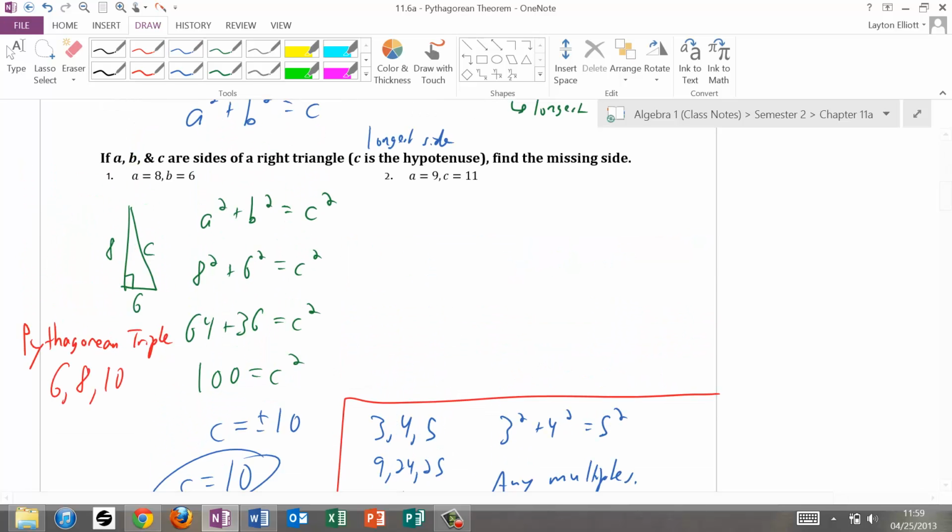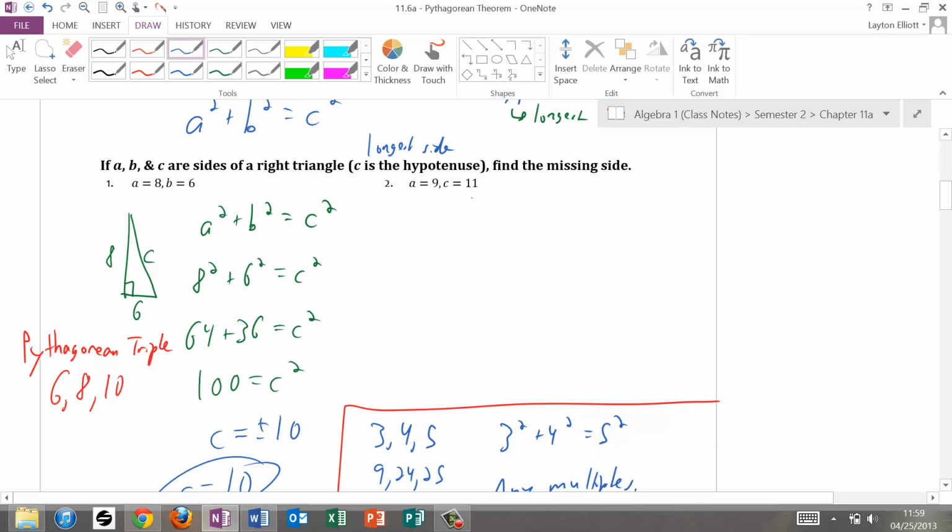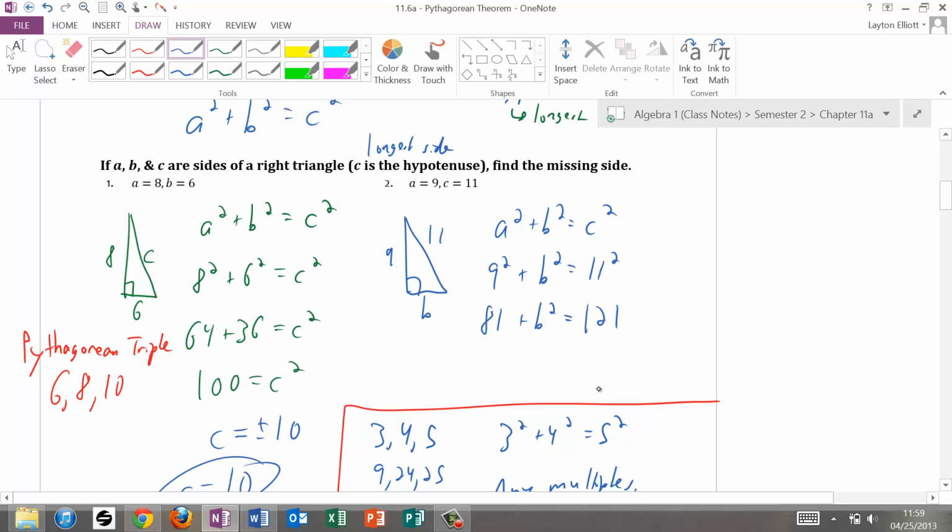Okay, let's go to number 2. I have 9 and 11. If I draw a right triangle, A is 9, C is 11, and we have an unknown, B. Since A squared plus B squared is equal to C squared, I substitute and get 9 squared plus B squared is equal to 11 squared. 9 squared is 81, plus B squared is equal to 11 squared, which is 121. Subtract 81 from both sides, B squared is equal to 40, and this means that B is equal to the positive square root of 40, which we want to simplify. 40 can be made to be 4 times 10, so that simplifies into 2 times the square root of 10.